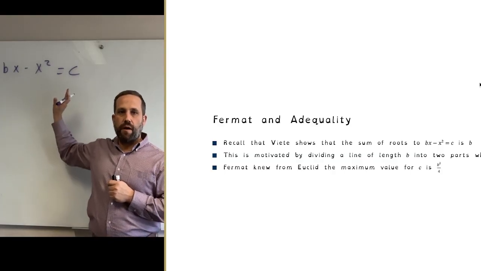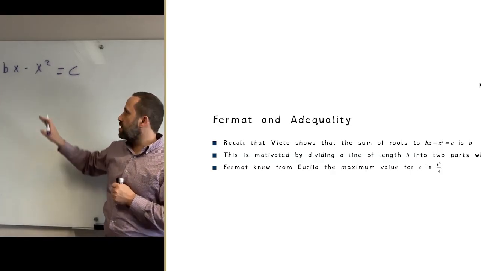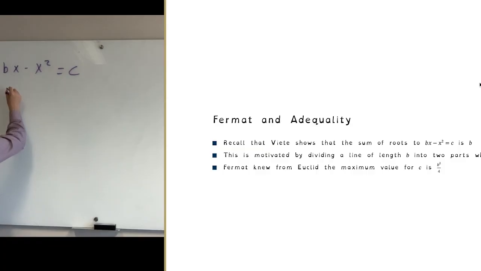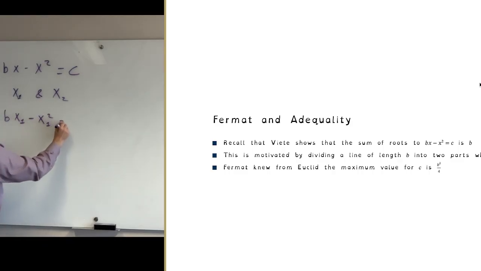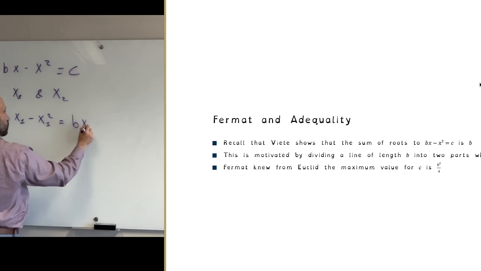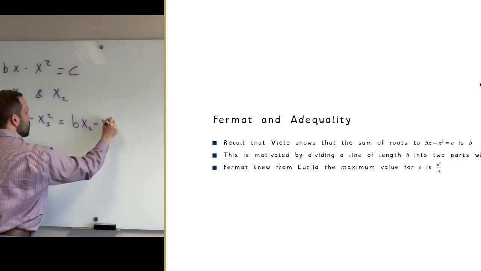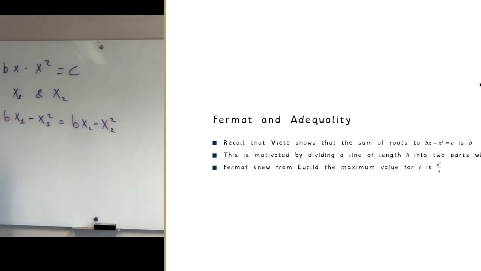But if we think about b and c as being fixed, then we can solve this. We get two roots, x1 and x2. These are two different solutions to this equation. Now, what was observed by Viète is that if we plug in x1 and x2, we're going to get bx1 minus x1 squared is equal to bx2 minus x2 squared.